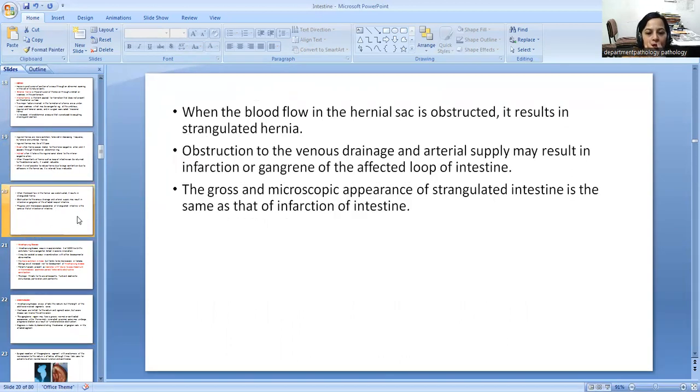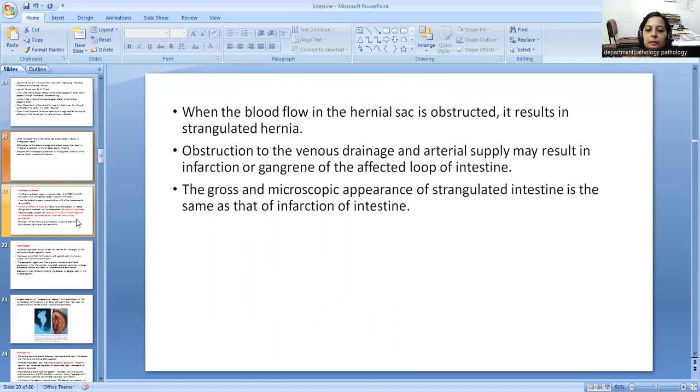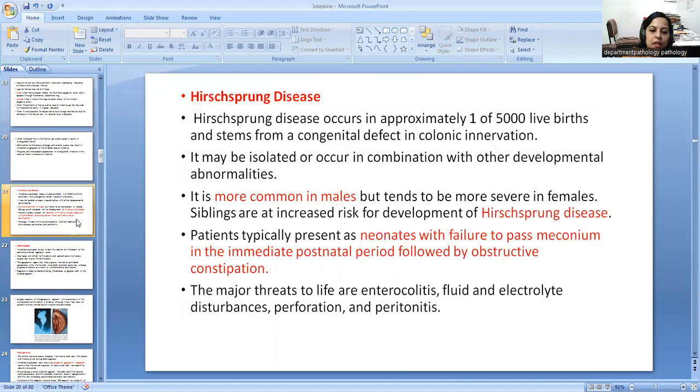When the blood flow in the hernial sac is obstructed, it results in a strangulated hernia. Obstruction to the venous drainage and arterial supply may result in infarction or gangrene of the affected loop of intestine. The gross and microscopic appearance of a strangulated intestine is the same as that of infarction of intestine.